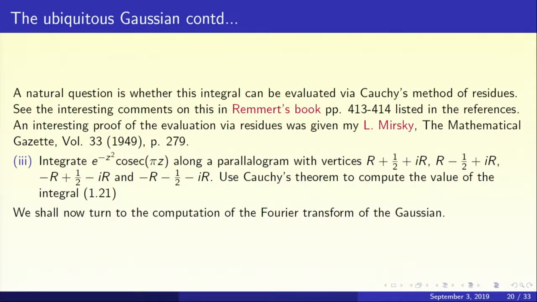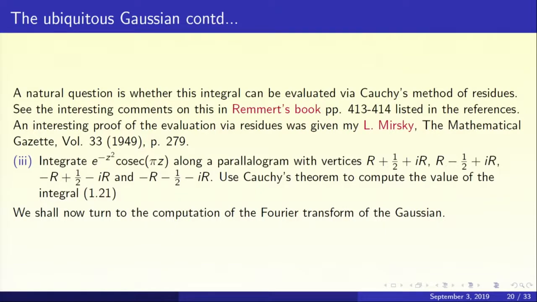Before we do that, in the next slide, we see some comments. A natural question is whether this formula 1.21 can be derived using complex analysis. That's a natural question that arises when you learn complex analysis. There are numerous integrals that you compute using Cauchy's theorem. So can 1.21 be computed using Cauchy's theorem?